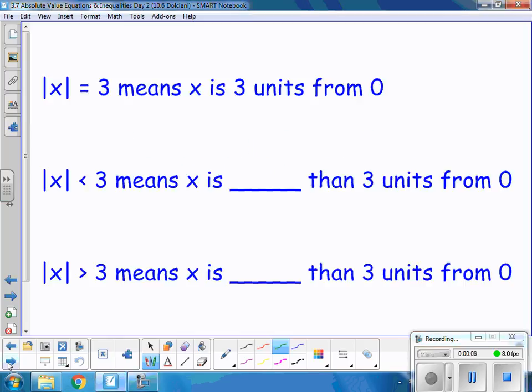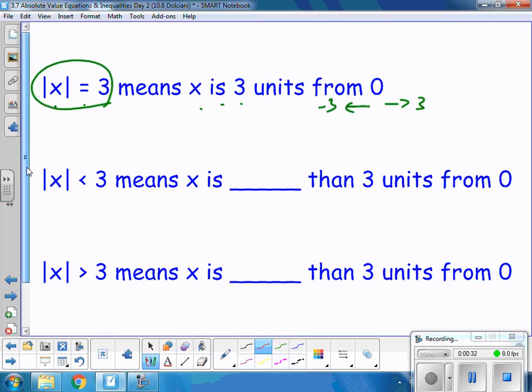It's a classic. Okay, we left off before where the absolute value of x equals 3. This situation is telling us that x is 3 units from 0. Okay, 3 away from 0, which means it could be this way, or it could be this way from 0. So it could be 3 or negative 3. And that's what makes absolute value special. So let's look at a couple of examples here.